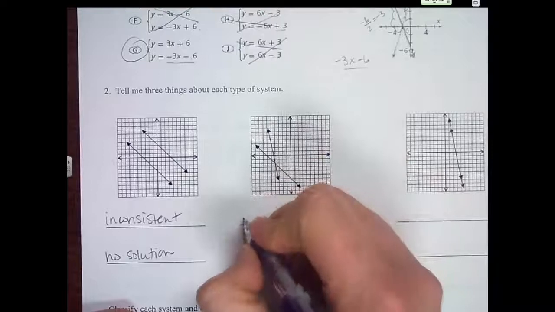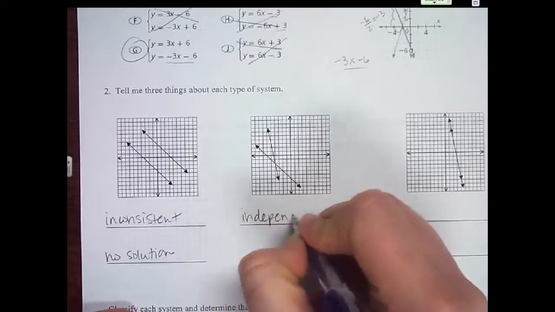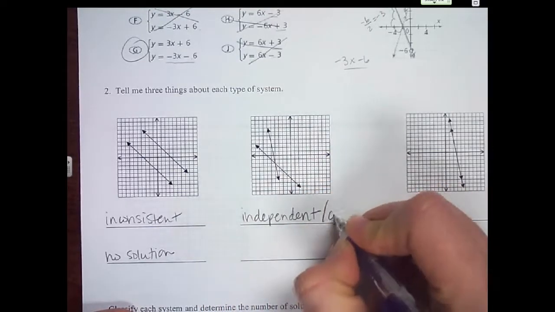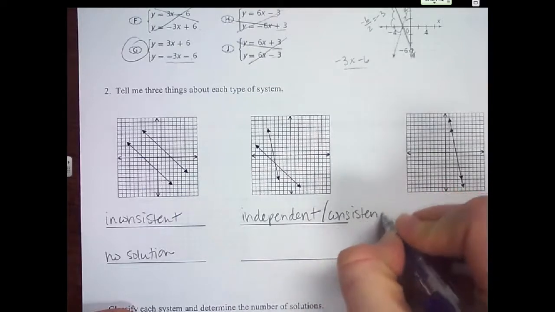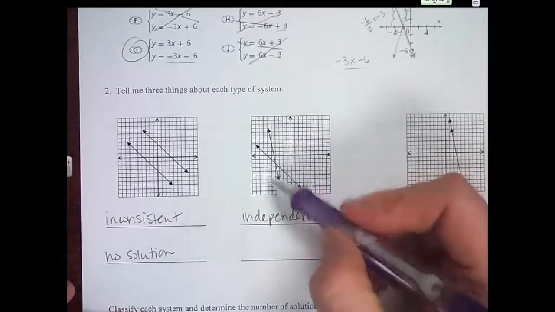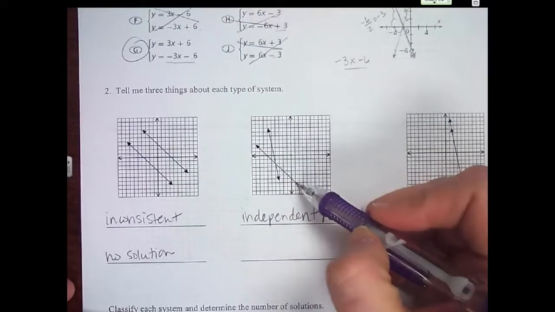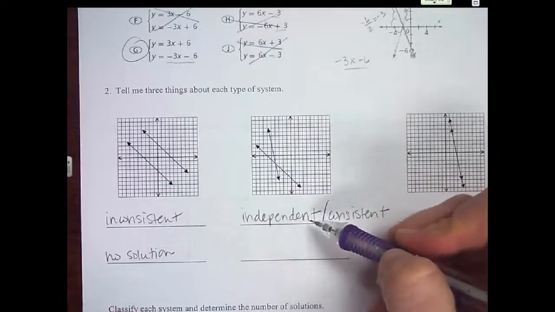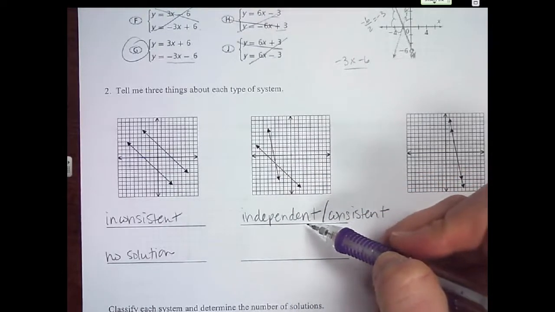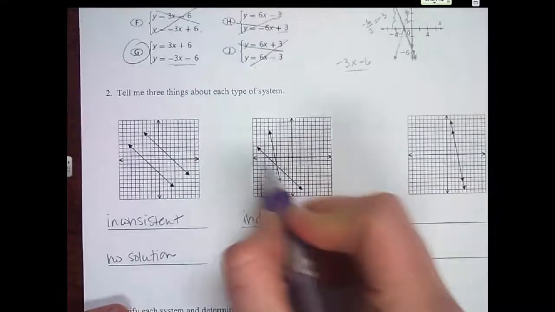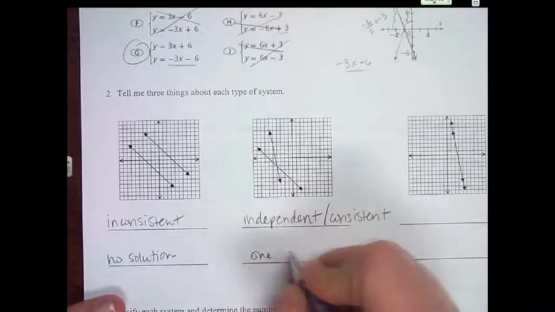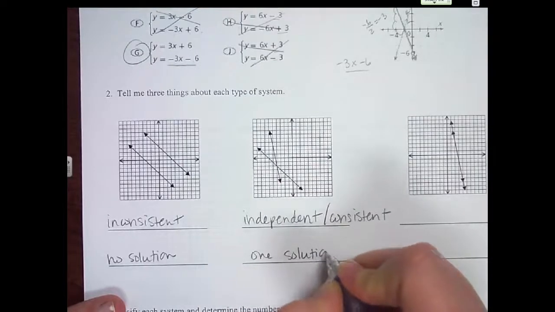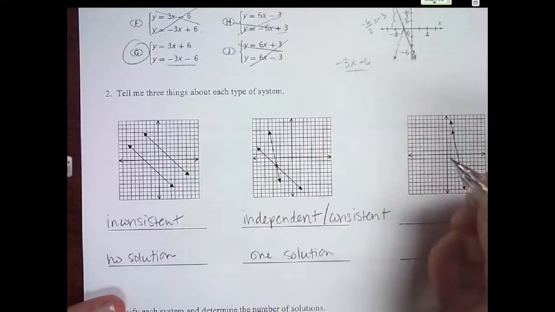This one is independent, consistent. So think about this. They're their own line. They're each their own individual thing. That's independent. Think if like you are an independent person, or something that makes you remember independent means they're their own thing. This one just has one solution. That solution is where they cross at.